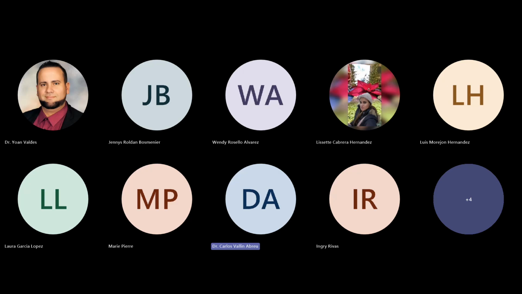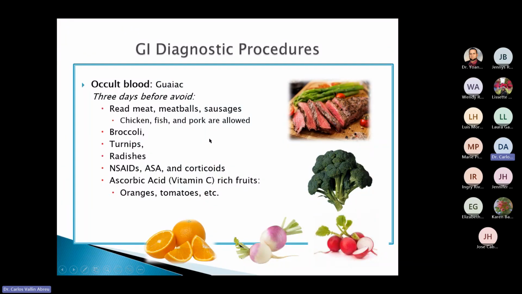I insist that in the gastrointestinal system you need to start by talking about diagnostic studies, because it's a very important topic in the gastrointestinal system. So remember that the most basic is the occult blood, or fecal occult blood.